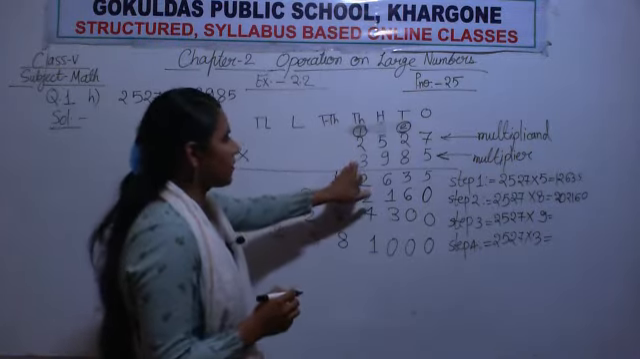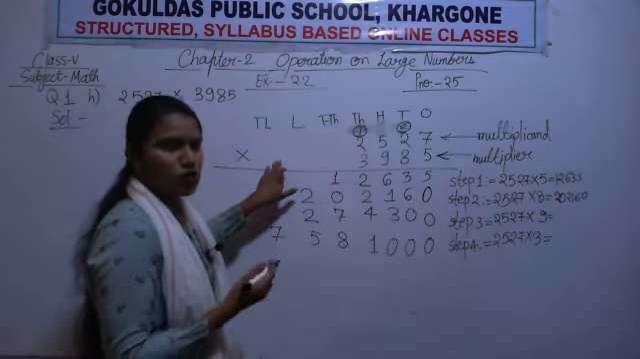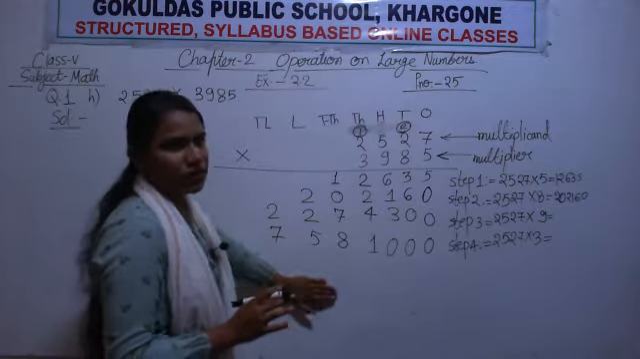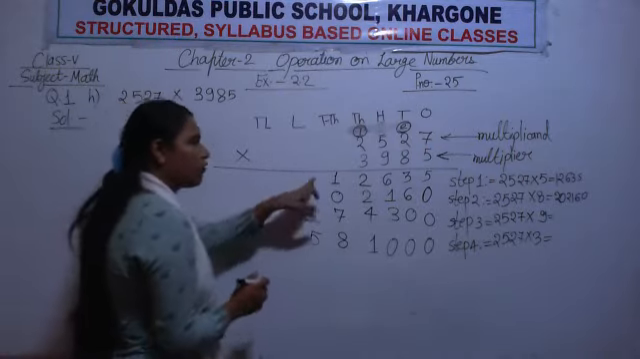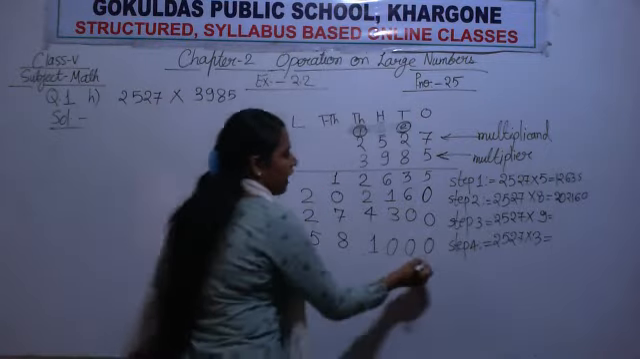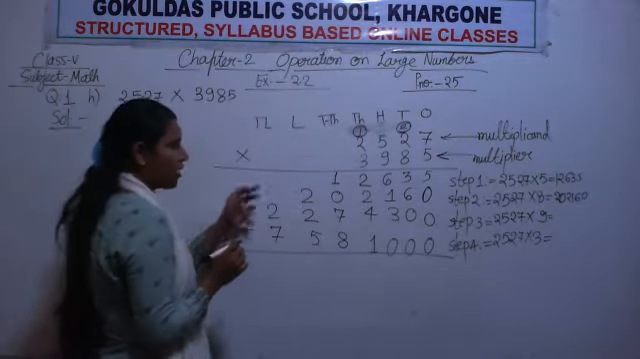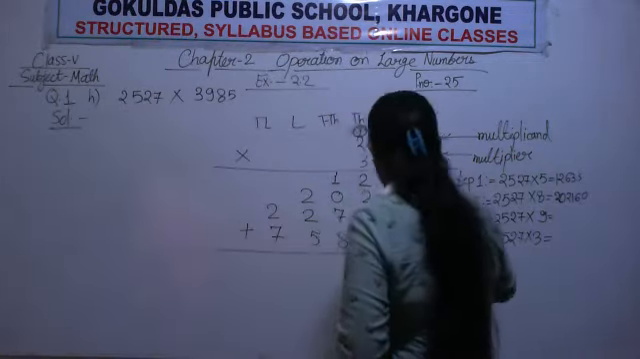Now as you observe, there are no more digits in the multiplier left. So we are over with all the steps here, and now we will add all these 4 steps' answers. So now add all these answers.